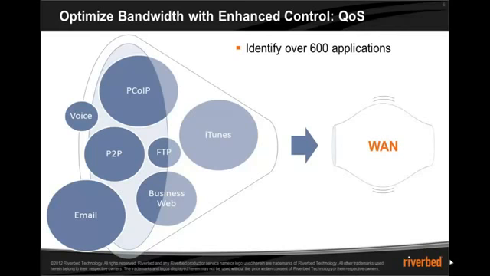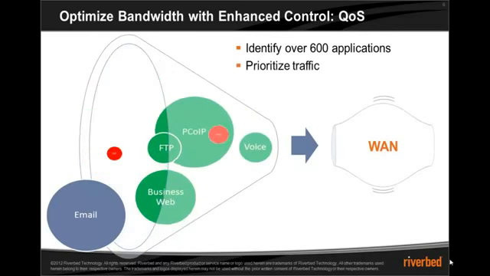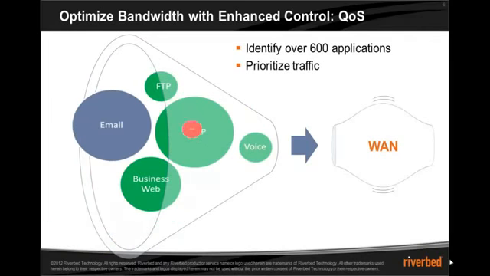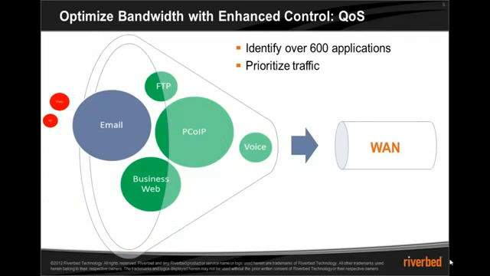With fine-grained identification of those applications, the Riverbed solution enables you to apply policies that help intelligently prioritize traffic, such that latency-sensitive applications like voice traffic and like virtual desktop traffic get the appropriate treatment and don't suffer at the cost of less critical traffic.